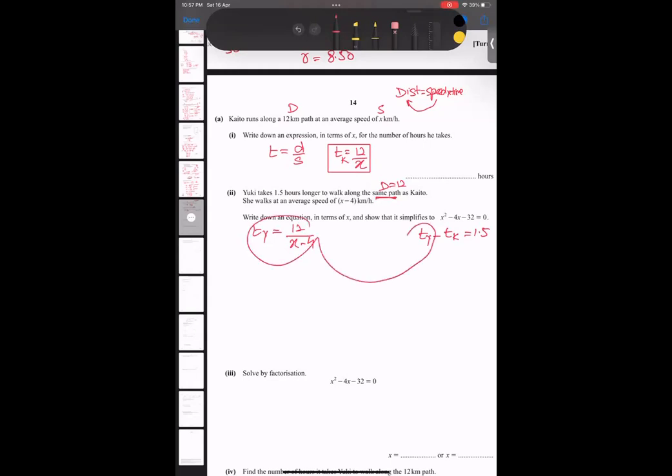This value will come here and this value will come here. So I'm going to write it now. 12 over x minus 4 minus 12 over x equals 1.5. You write 1.5 or you write 3 by 2, because 1.5 is actually 3 by 2.